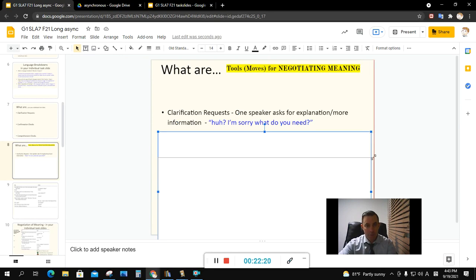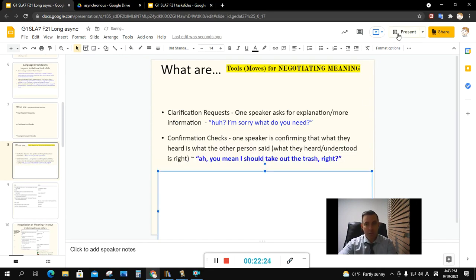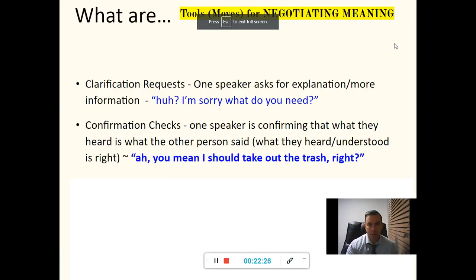And our second one we're checking, because you already wrote this in your task slide. Confirmation checks. As I mentioned briefly earlier, one speaker is confirming that what they heard is in fact what the other person said. So what they heard or understood is right. So maybe something like, you mean I should take out the trash? I just want to make sure I understand you.